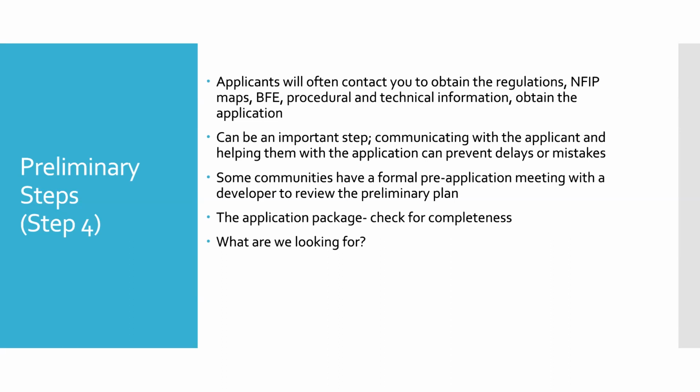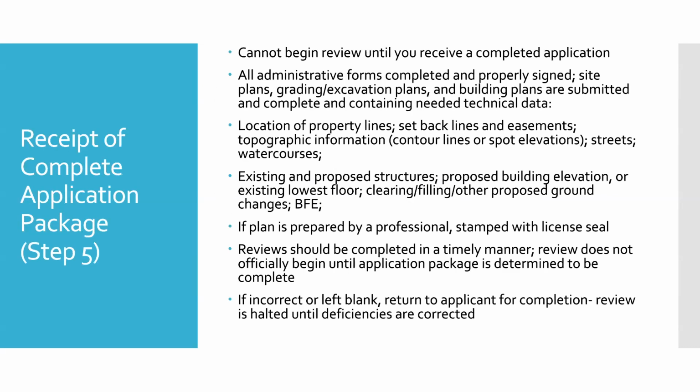So the application package: now we've gotten our application from the applicant. So what are we looking for? Well, we need to make sure that the application is complete. This is just an initial review to make sure that we have everything that we need, because you have a turnaround time, but your review turnaround time doesn't really start until you have a complete application. So you want to check that all the administrative forms are there, completely filled out, and properly signed. You have all the plans that you've asked for for that type of development attached to the application. You're going to check the setback lines and easements just to make sure that everything is appropriate and it's not glaringly obvious that it's not going to work or be compliant.